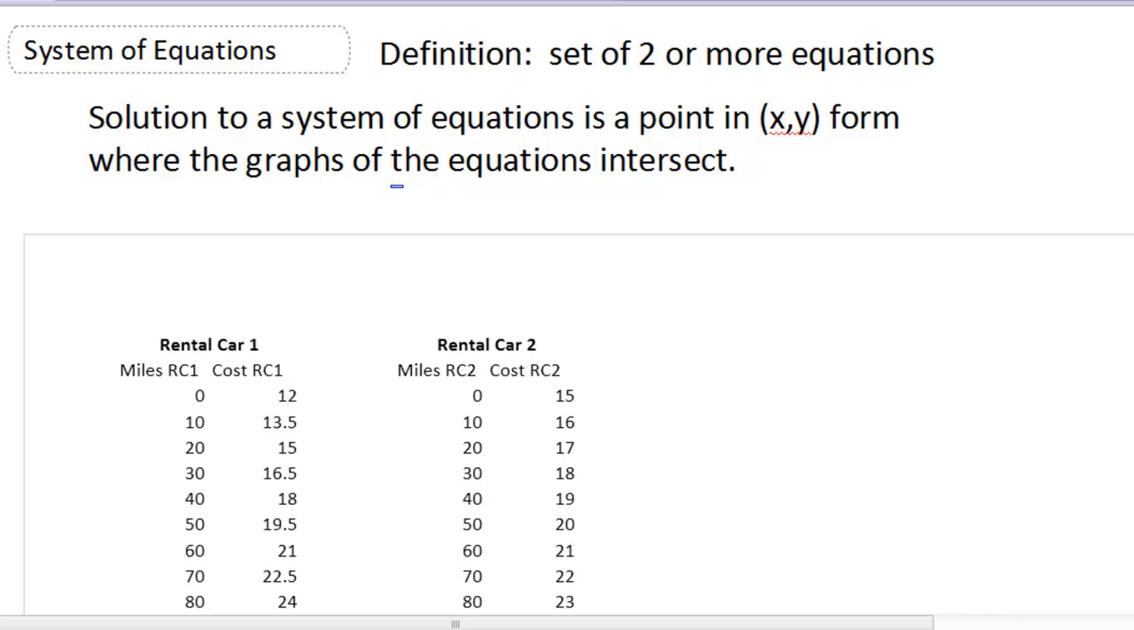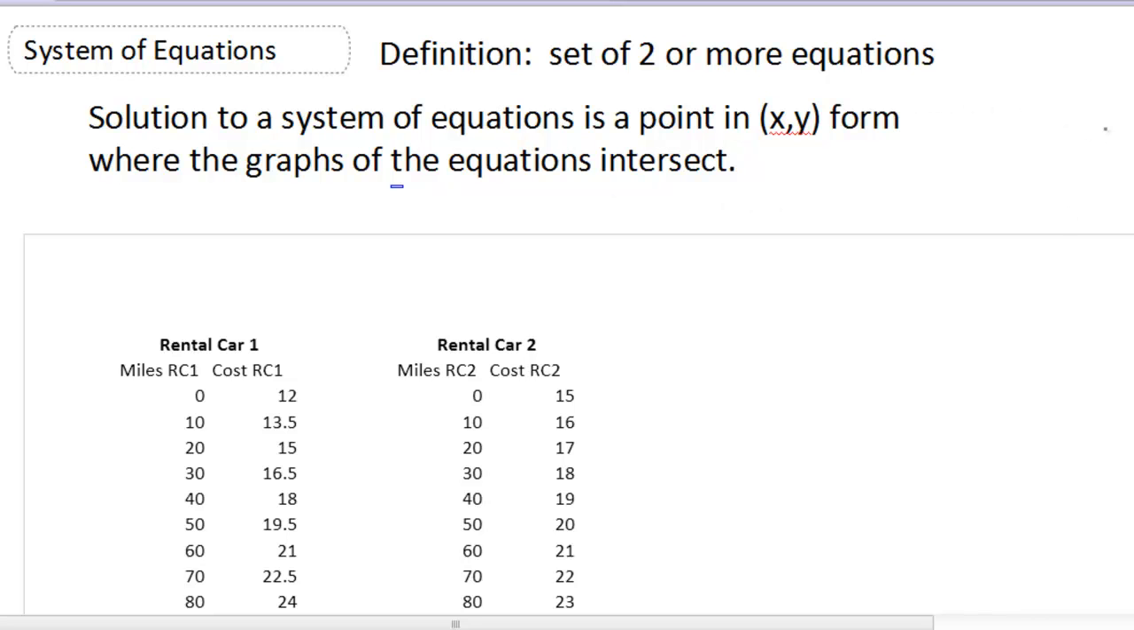Okay, we're going to talk about systems of equations, and what we're going to do is start with a definition, which is a set of two or more equations. A solution to a system of equations is a point in the xy coordinate plane where the graphs of the equations intersect, because we know that, for example, linear equations are represented by straight lines. And if we have multiple lines, where they intersect will be the solution.